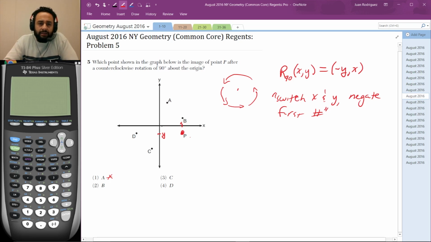So if this is X and this is Y, I switch the X and the Y. X is a positive, larger number, so the new Y coordinate is going to be a larger positive number. The old Y coordinate was a small negative number, so the new X coordinate is going to be a small positive number, like there. So in fact, that does look to be the right answer. It's going to be A.